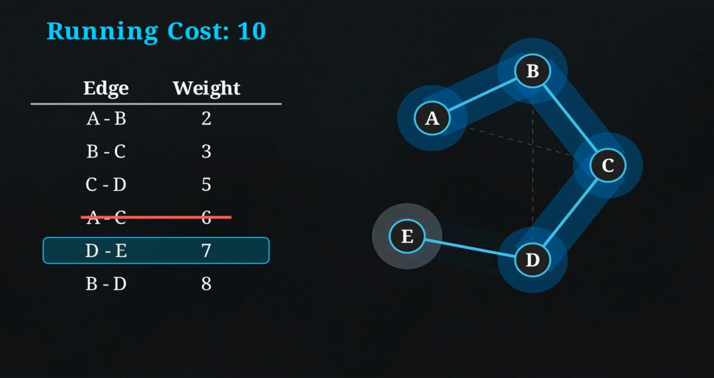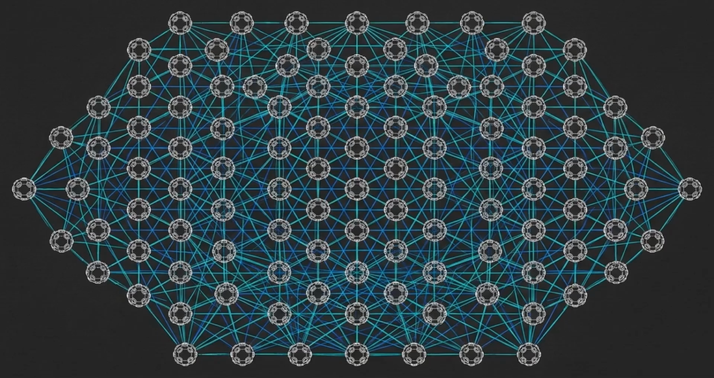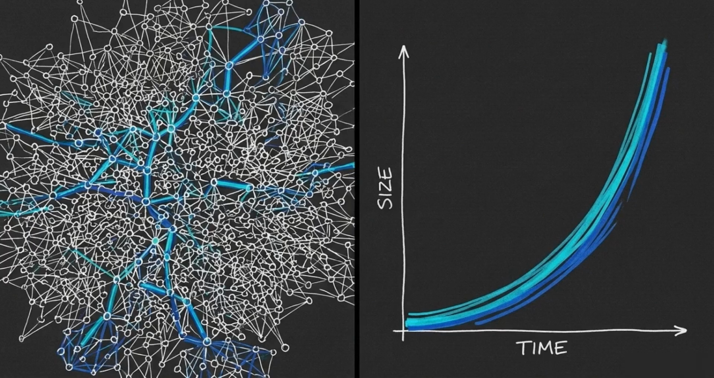The final valid edge is D to E, with a weight of 7. This links the final isolated node to the main structure. All vertices are now connected, forcing the algorithm to terminate. Our completed minimum spanning tree has a cost of 17. By selecting the cheapest valid edge at every step, the algorithm constructs a tree that connects all nodes at the lowest possible total cost. We have the structure, but how much computational power does this process require?